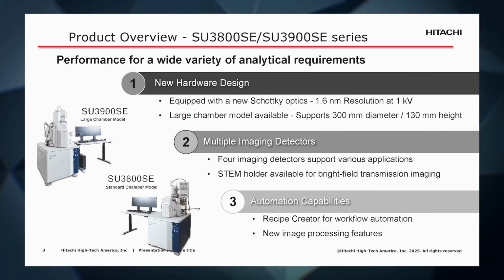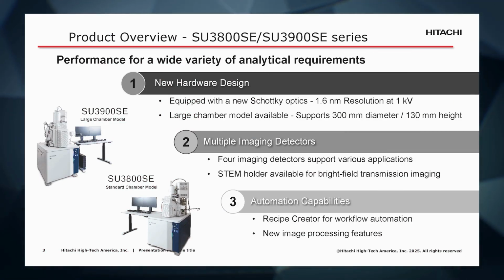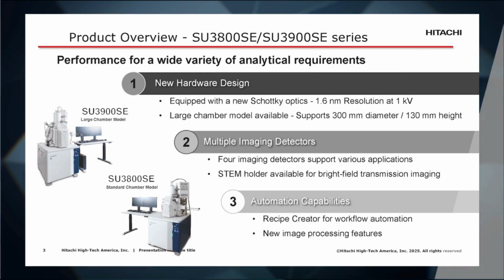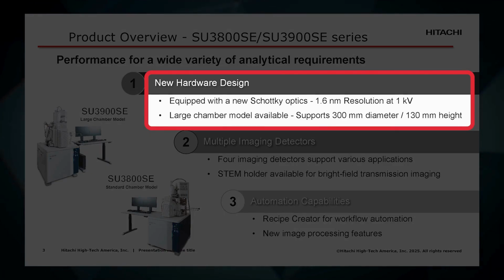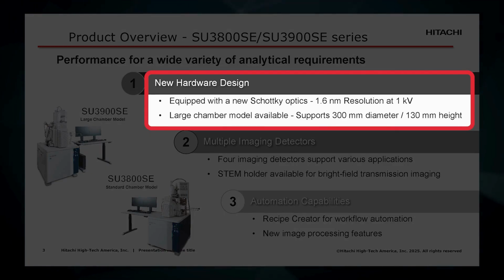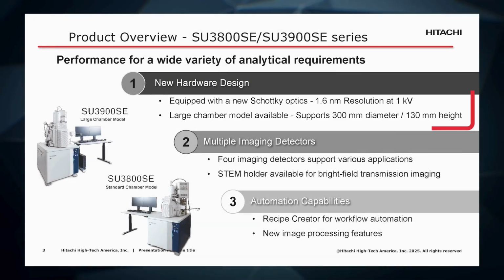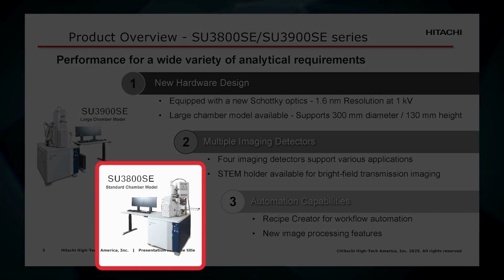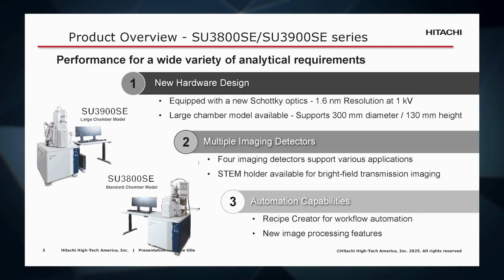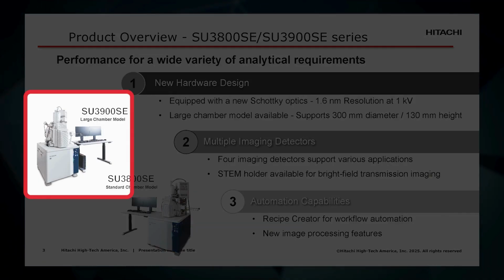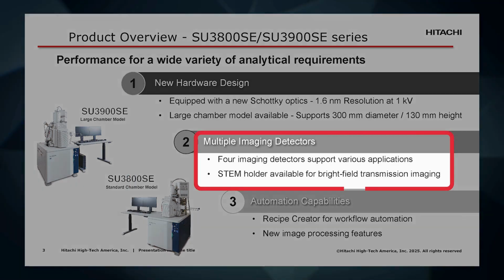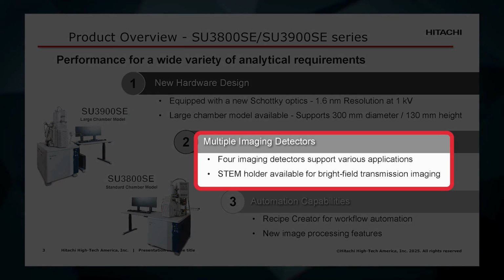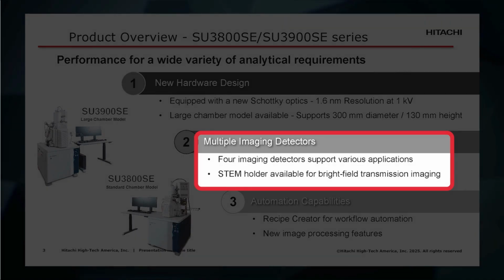So let me start with a quick overview. We have developed the SU3800SE and SU3900SE to meet a wide variety of analytical requirements. We developed the new Schottky optics, which provide improved resolution compared to the previous model, SU5000. And for this product line, we have a standard chamber model, SU3800, and a large chamber model, SU3900SE. Also, we have multiple imaging detectors to support various applications.